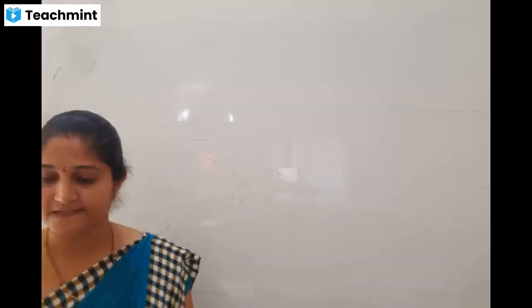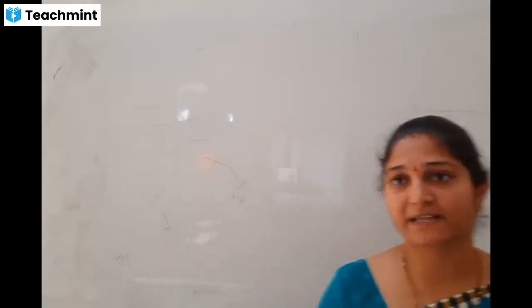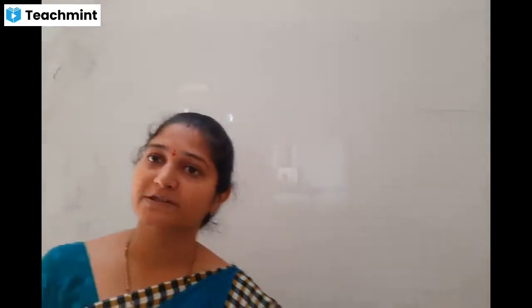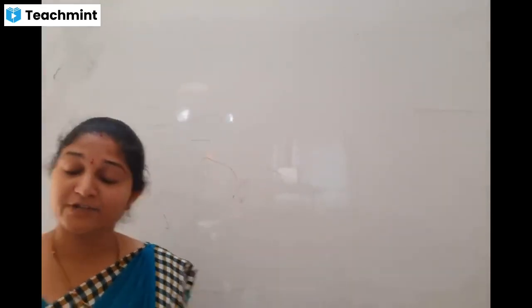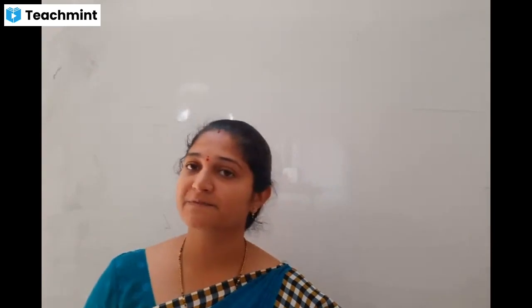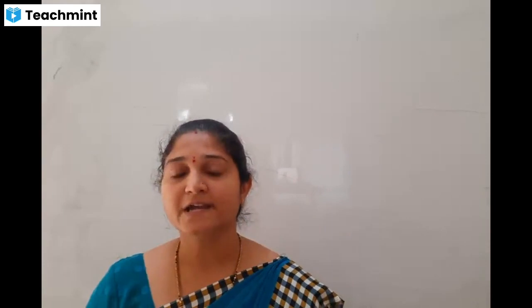We are going to discuss nutrition in animals. In the previous class, we discussed nutrition in plants, how these plants prepare their food, and there are some organisms depending on those plants, right? Therefore, in the previous chapter, we discussed that organisms which prepare their own food are known as autotrophs, and the organisms which depend on others for their food are known as heterotrophs.